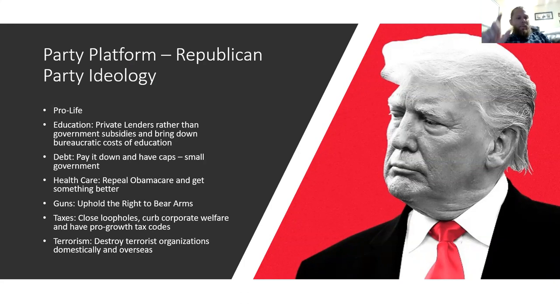So Republicans tend to be pro-life. Are there pro-choice, pro-abortion Republicans? Absolutely. But the majority of them, and it is polled as the majority of Republicans, are pro-life, and thus they do not support abortive options. In terms of education, Republicans tend to support private lenders rather than government subsidies, which brings down the cost of bureaucratic costs on education.